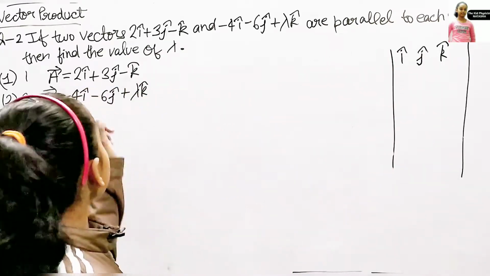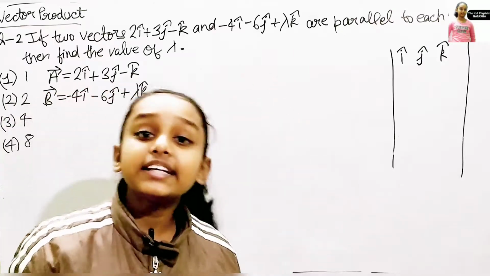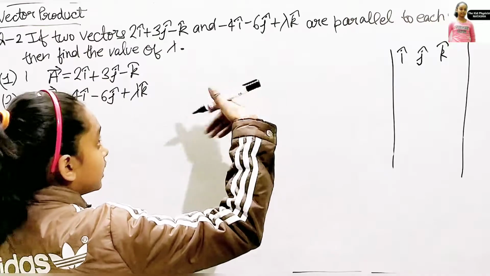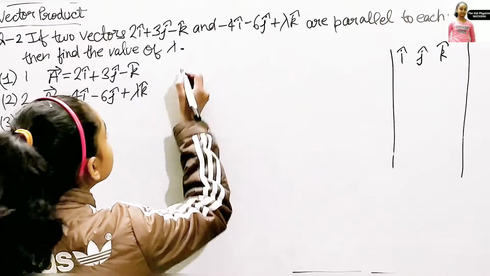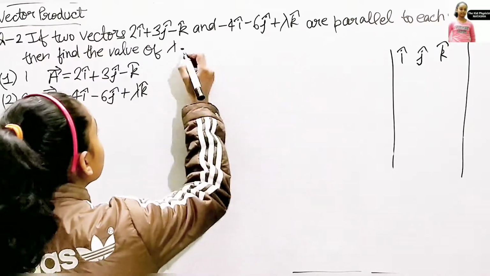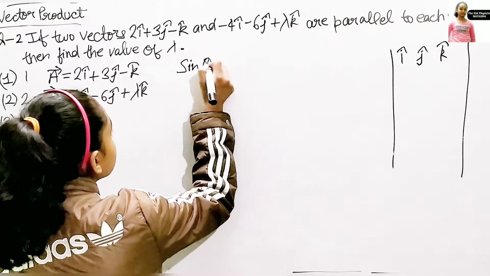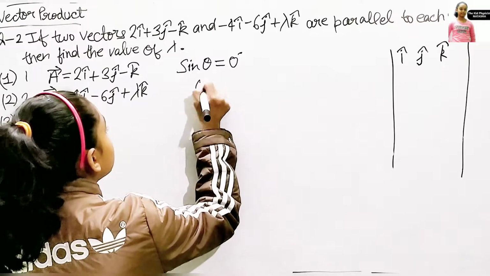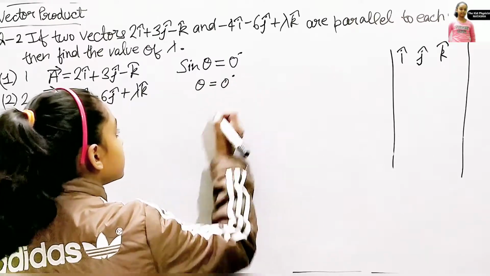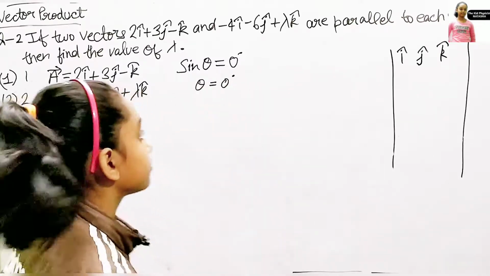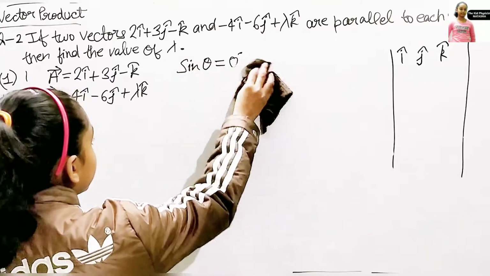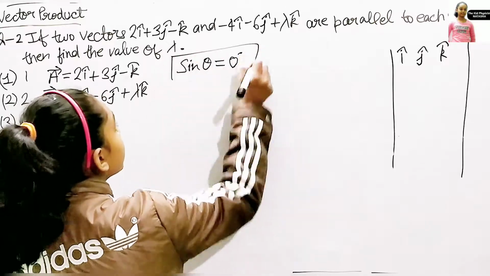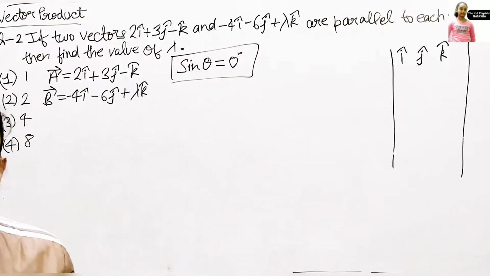You can see clearly that their theta will be 0 degrees. Why? Because the question says that these two vectors are parallel to each other. This means that sine theta will be 0. So when our theta is 0 degrees, it means they are parallel.